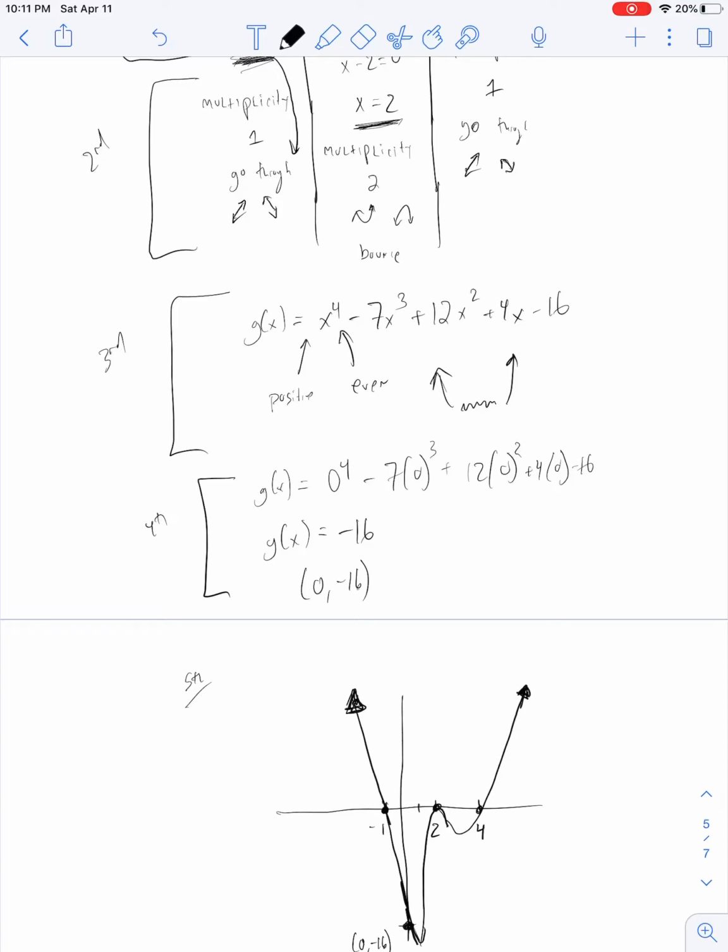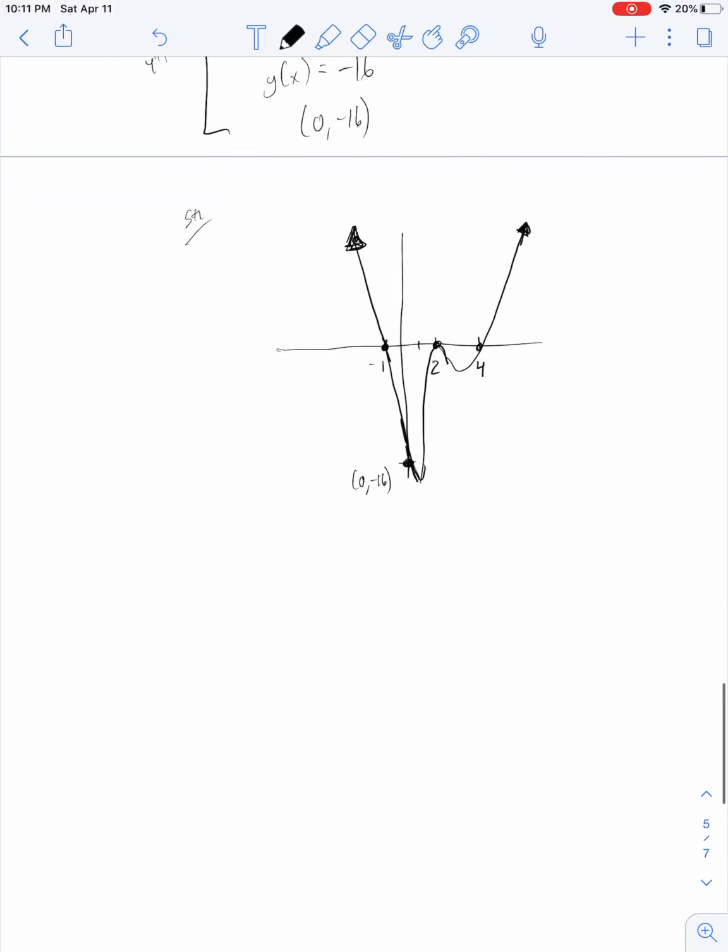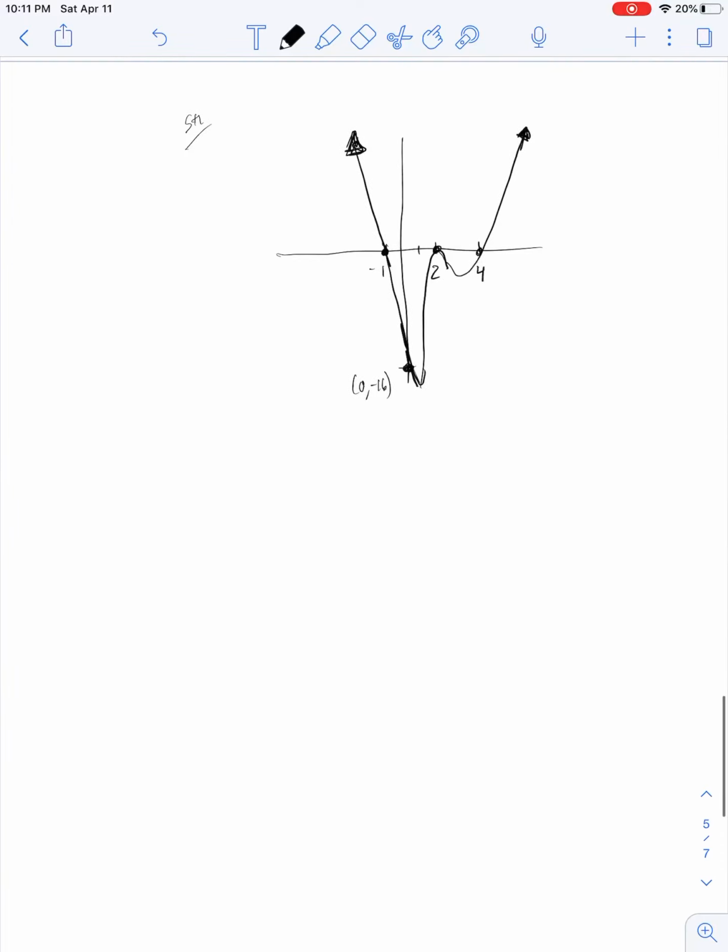Right? So a very nice example. So those are some nice examples of graphing. If you want some more examples, just let me know, and I can put some more up.